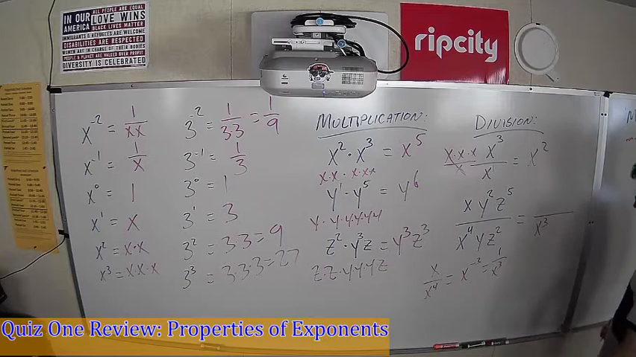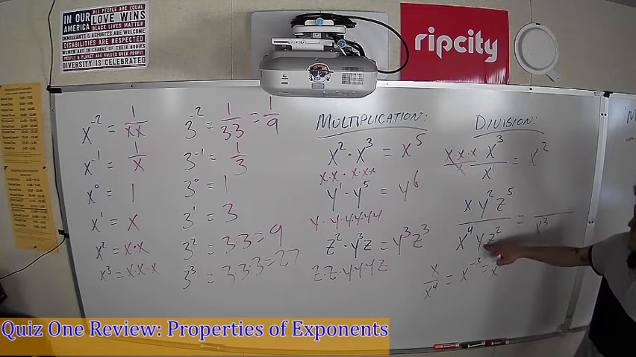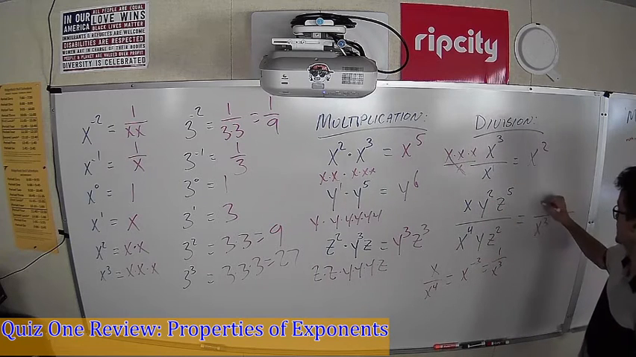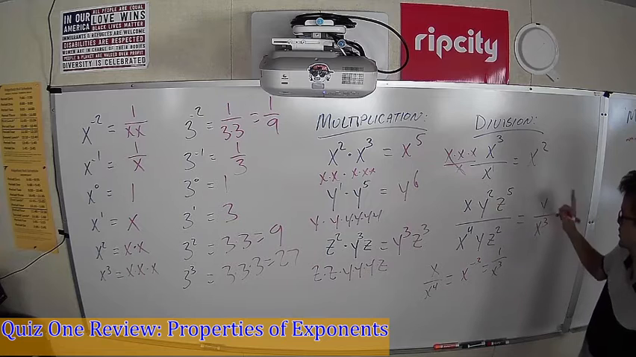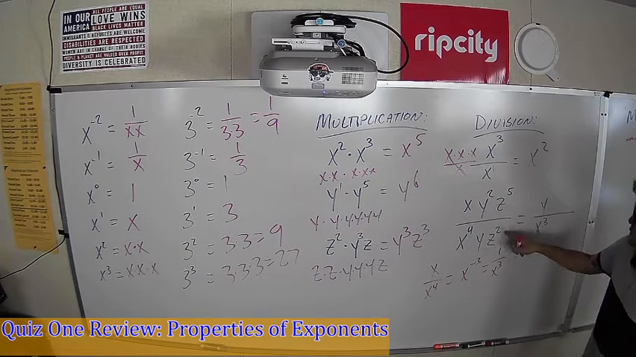Great. Now forget about the x's. We're done with the x's. Let's look at the y's. We have y to the second, y to the first. Notice the bigger numbers on top. So our y is going to be on top. 2 minus 1 is just 1. Boom. Now our z's. Z to the fifth over z squared.